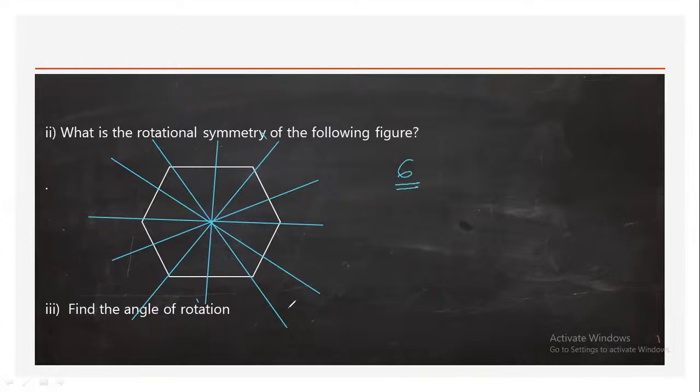Then find the angle of rotation. When we are finding the angle of rotation, the full rotation is 360. You divide by the rotational symmetry, that is 6. 360 divided by 6, how much? 60. The angle of rotation is 60 degrees.